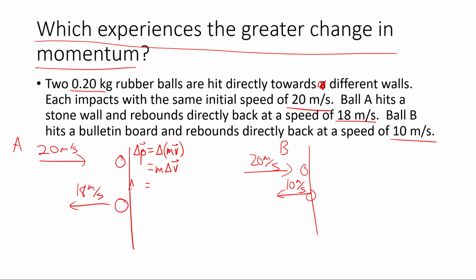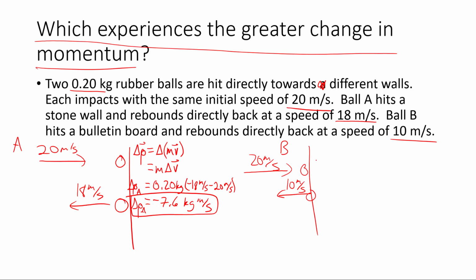But remember, velocity is a vector also, as momentum is a vector. So let's find the change in momentum of A. Well, it has a mass of 0.20 kilograms. The final velocity is negative 18 meters per second. That negative sign is important because it's moving to the left, minus our initial velocity, 20 meters per second. So we get 0.2 times negative 18 minus 20. Notice our change in velocity here, negative 18 minus 20, is actually negative 38. And we get a change in momentum of negative 7.6 kilograms meters per second. So that's one way to calculate our change in momentum.